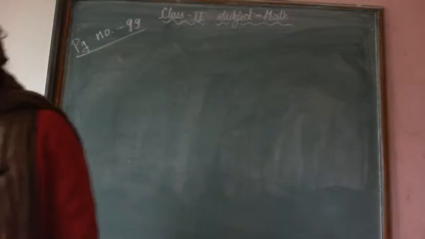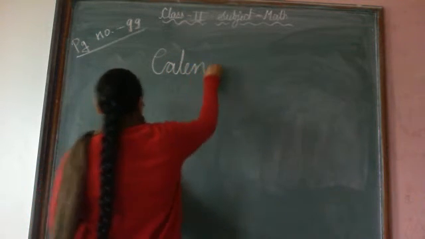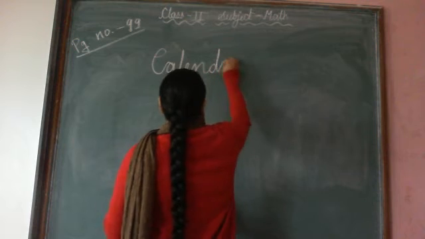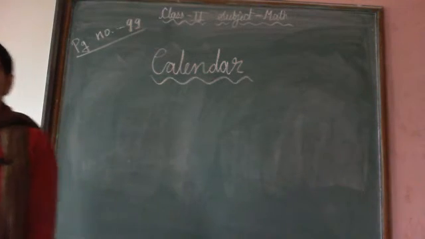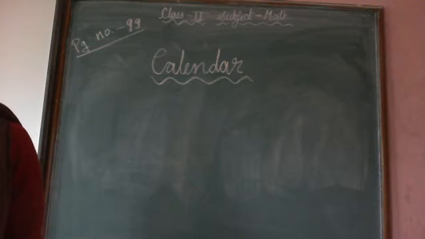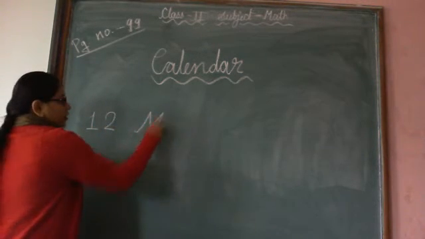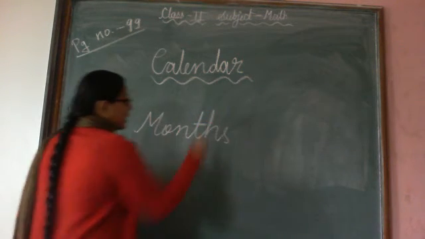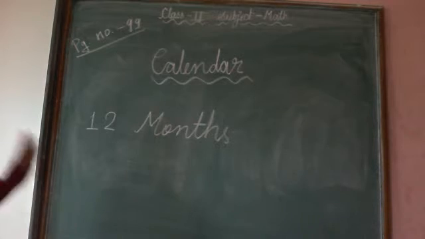So now, students, we are going to learn calendar. We had learned clock. Now we are going to learn calendar. See, you all have seen calendars in your home. How many months in a year are there? Very good. What are their names? January, February, March, April, May, June, July, August, September, October, November and December. These are the 12 months of a year.